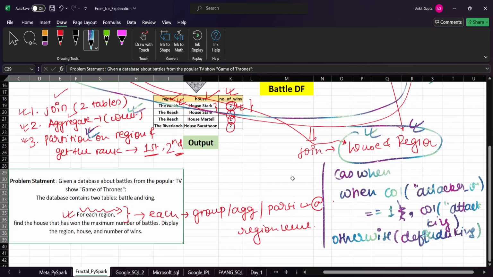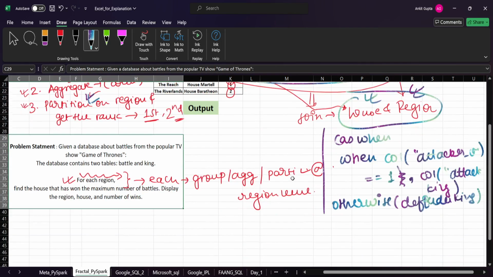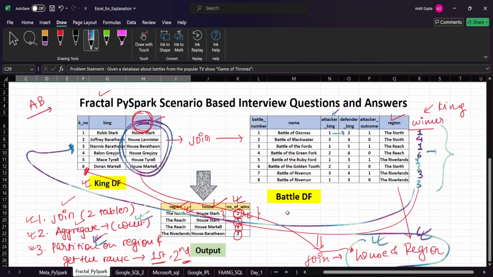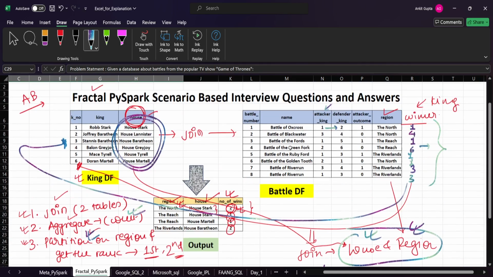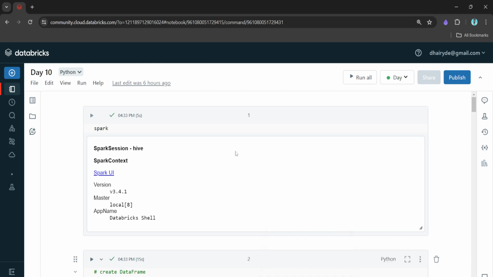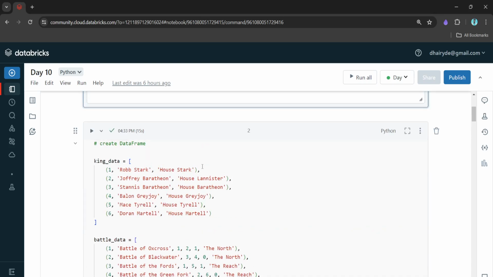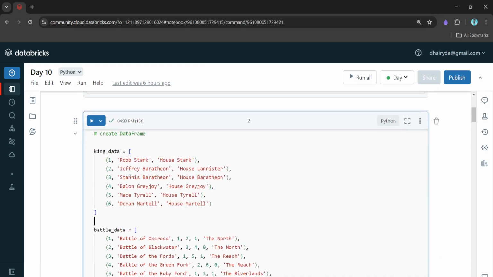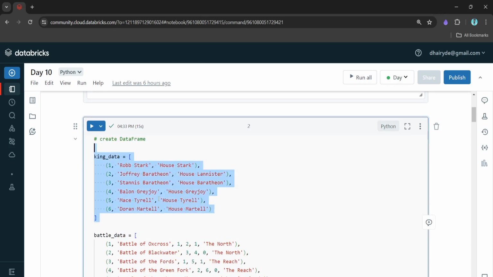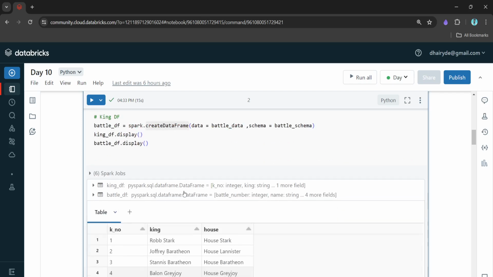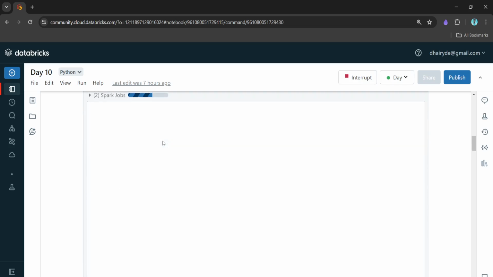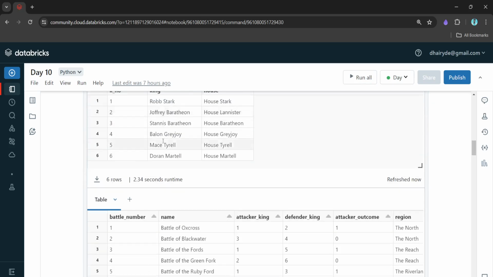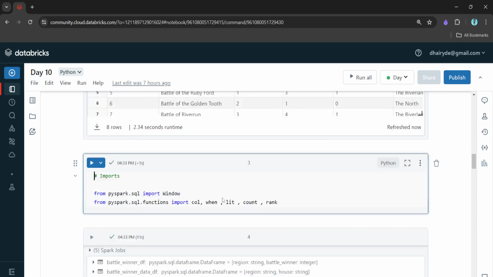I think I have a code also. So you can pause the video and try it by yourself. Let me go to the Databricks notebook and solve this problem. Here we have basically the create statement. I will provide this piece of code in the description section. You can try it by yourself. Let me run this. Okay, now you can see we have both the data frames over here.